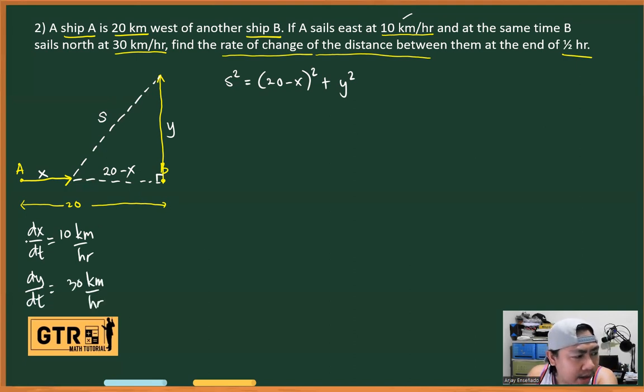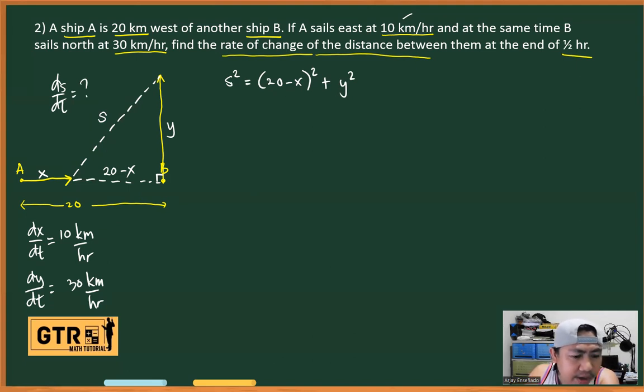Since we have dx over dt and dy over dt, so there's no need to solve for x in terms of y. Dahil meron na tayong given na dx dt and dy dt. So ang hinahanap natin is the rate of change of the distance. So that is the ds over dt. So ito yung hinahanap natin. Okay, so all we have to do now is differentiate this with respect to time t.